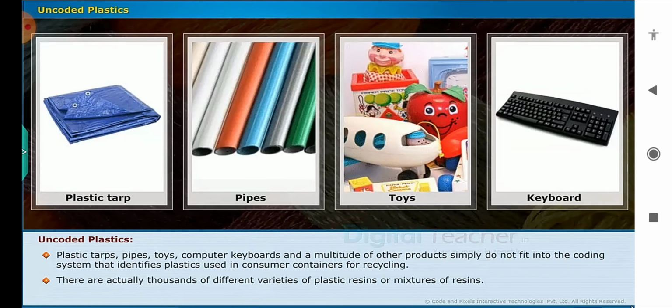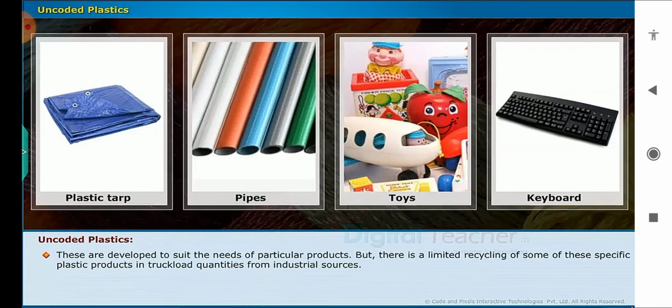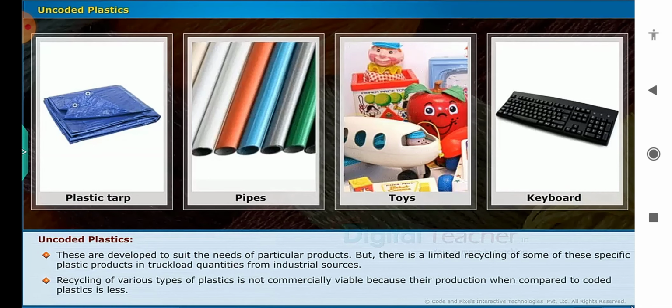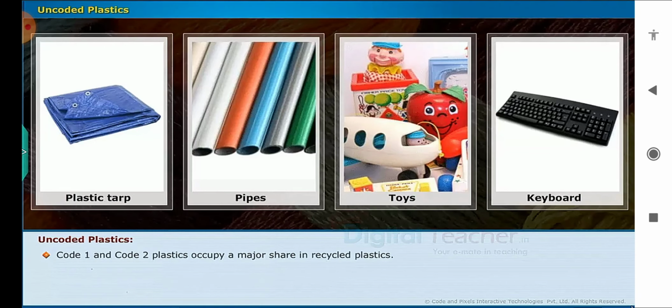There are actually thousands of different varieties of plastic resins or mixtures of resins. These are developed to suit the needs of particular products. But there is a limited recycling of some of these specific plastic products in truckload quantities from industrial sources. Recycling of various types of plastics is not commercially viable because their production, when compared to coated plastics, is less. Code 1 and Code 2 plastics occupy a major share in recycled plastics.